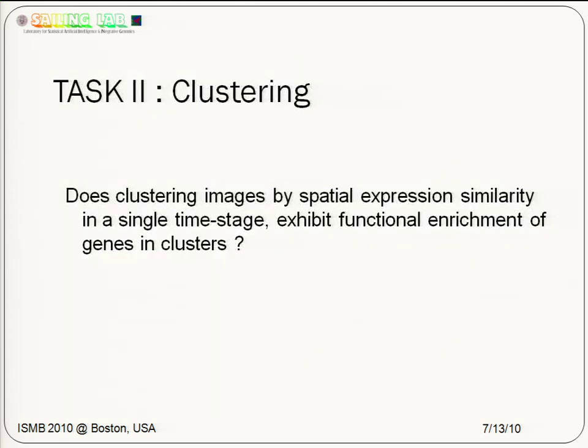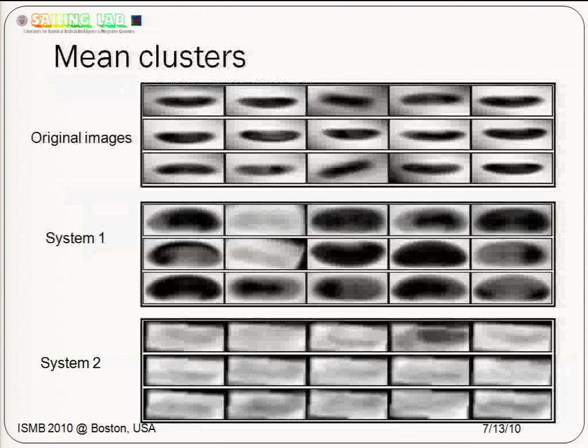The next task, the original problem that we started with, is clustering. One way of doing that is to say that we want similar genes in a single cluster. So if we are clustering based on spatial similarity, does it mean that we also get functional similarity? That's the key question that we're trying to answer, functional similarity by using the standard Gene Ontology.